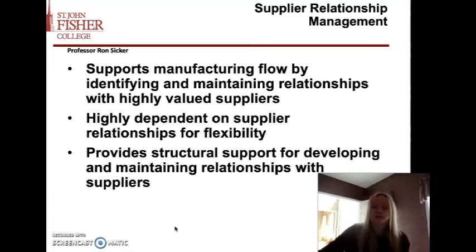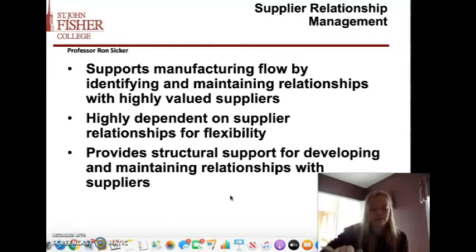And it provides structural support for developing and maintaining relationships with suppliers. And it's really important to ensure that the manufacturing resources are used to their max potential, which can really help. And all of that has an impact on the company's bottom line, which is making a profit. So all of that is really important.